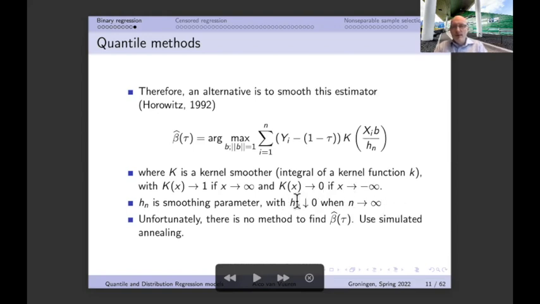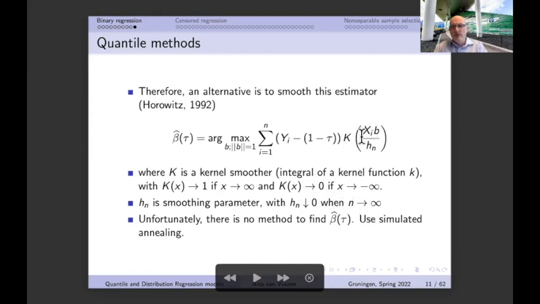Because only in that particular case can we actually show that this beta hat tau that we have over here is then going to be a consistent estimator of beta tau. And that's not that difficult to understand. The reason is that if h_n goes down to 0 as n goes to infinity, what does that mean?